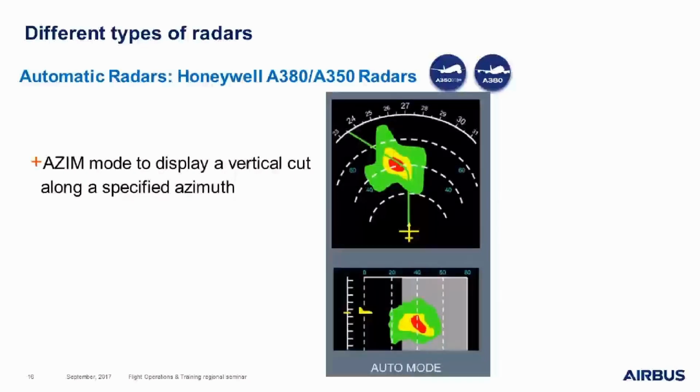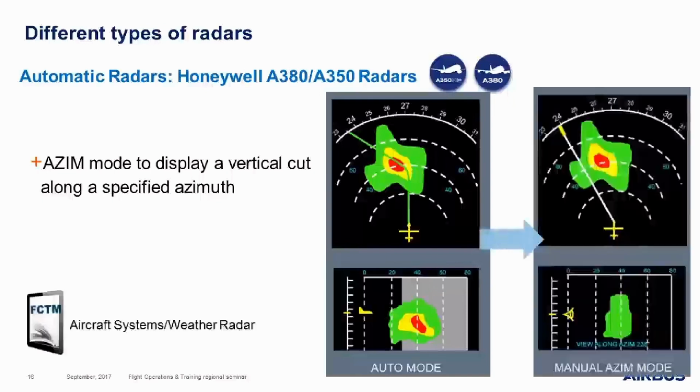On A380 and A350 radars, there is also another function which is called azimuth. Azimuth mode enables to display a vertical cut along a specified azimuth. For example here, along the flight plan, you can see that there is a red cell. If you try to see on this azimuth, you will see that you're only on the green, and that it is also the case vertically speaking on the VD.